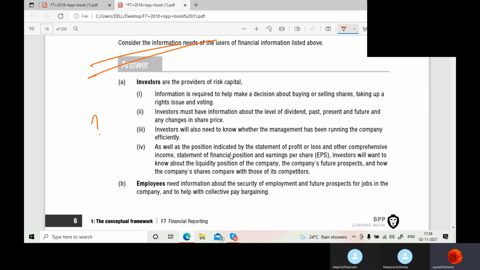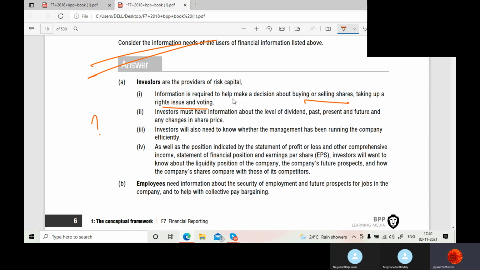Yes. So investors are providers of risk capital. That means they take risk and they want returns. So information is required to help make a decision about buying or selling shares, taking up a rights issue and voting. What do you mean by this? See, consider the information needs of users. What kind of information do they have and what is the need of that? How can that information help them?